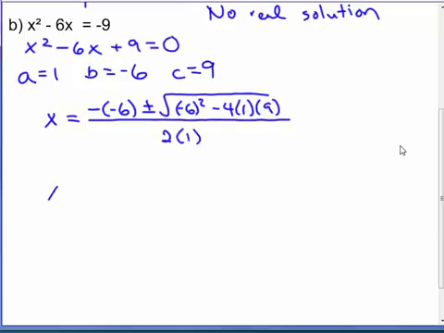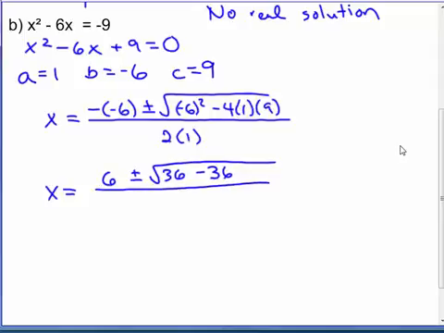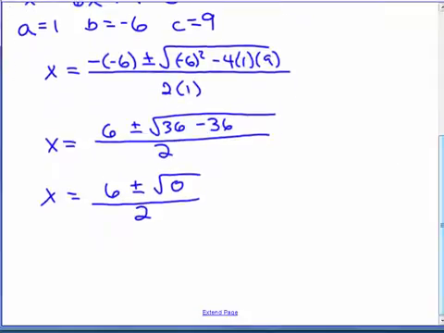I get x equals, I'm going to get opposite of negative 6, so that's 6. On the bottom, I'm going to get a 2, and here I get a 36 minus 36. So when I simplify it, I get 6 plus or minus the square root of 0 all over 2. Well, what is the square root of 0? What times itself is 0? Well, that's just 0 here.